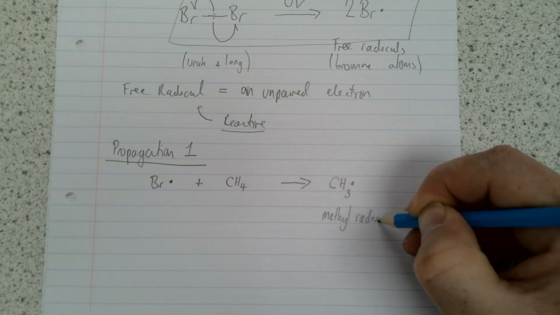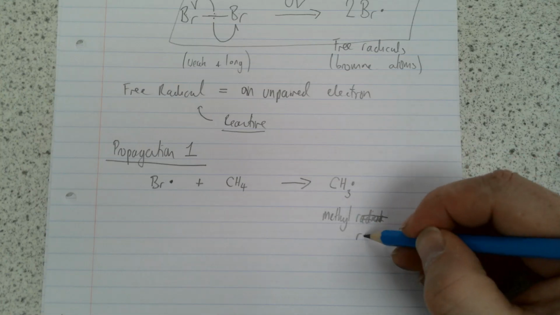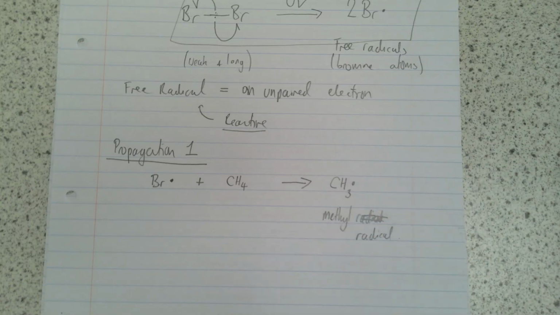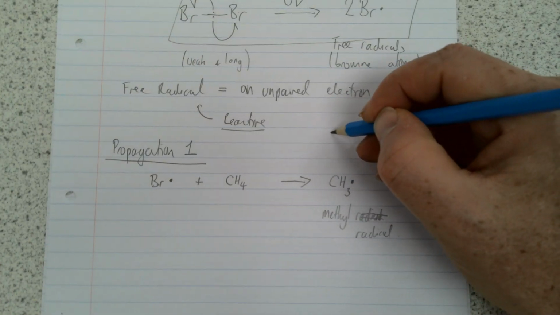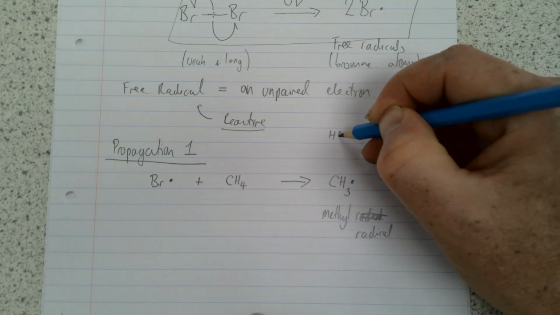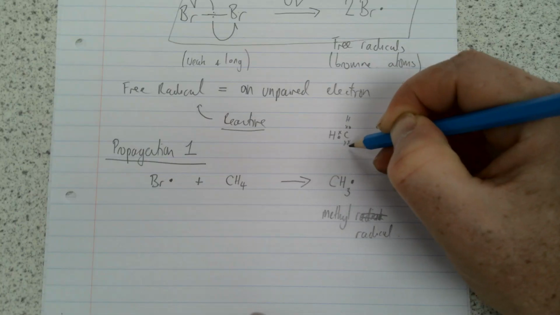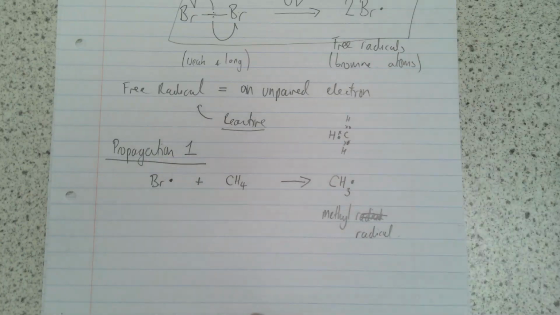But that methyl radical is a radical because it's got an unpaired electron. Just for interest, I'm going to show you what that would look like as a dot and cross diagram. So this bit of it's exactly the same as what we're used to drawing for methane. Can you see that? Okay.